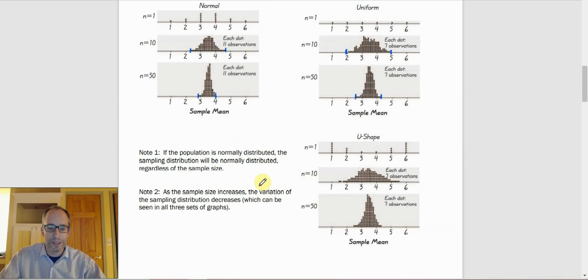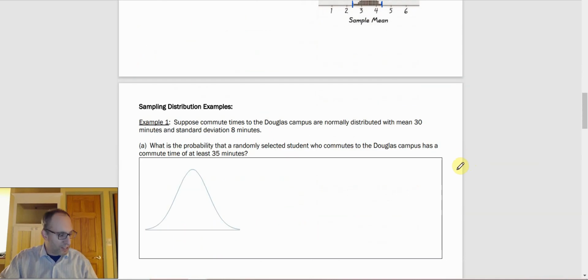And then note 2, as the sample size increases, the variation decreases. That just means the graph ends up looking thinner, right? I guess I didn't draw it on this one, but I could. Like this one's basically going from about 1.5 to 5.5, and then here, 2.5 to 4.5, roughly. Thinner. So that's what happens: the bigger your sample size, the less variation there's going to be. So if you graph the distribution, it's not going to be as wide because the values aren't going to be as spread out. Okay, next, some actual examples.